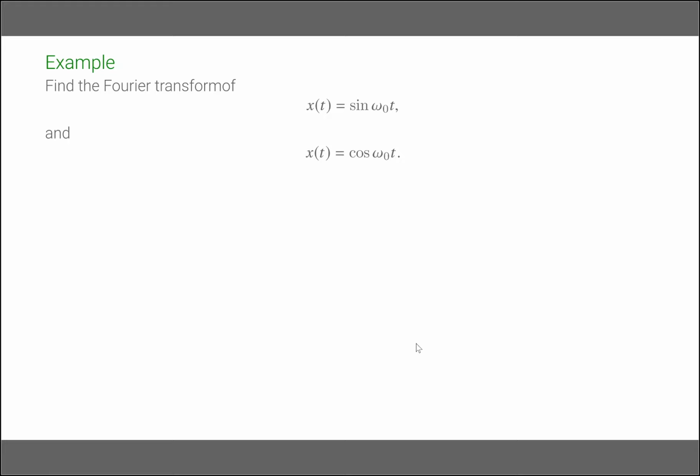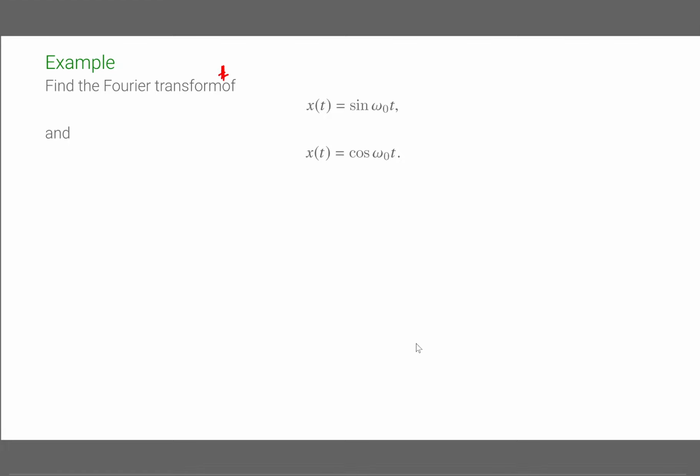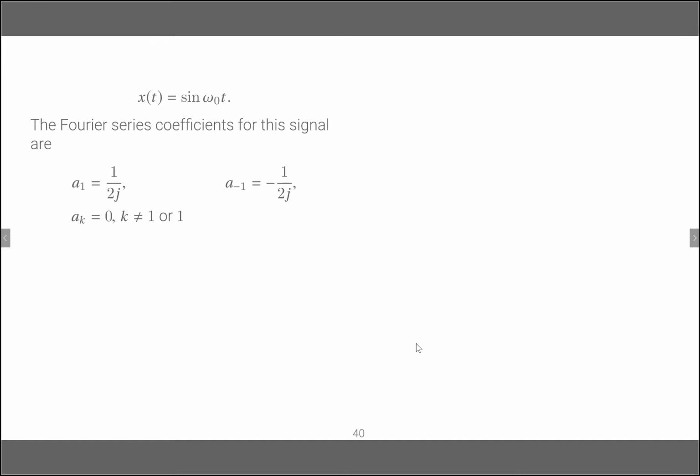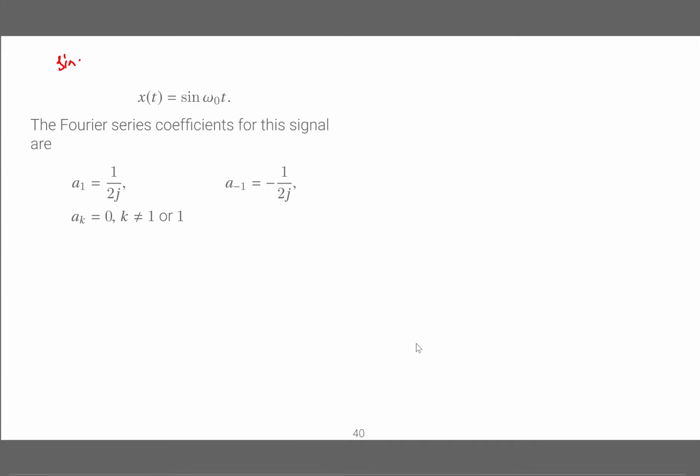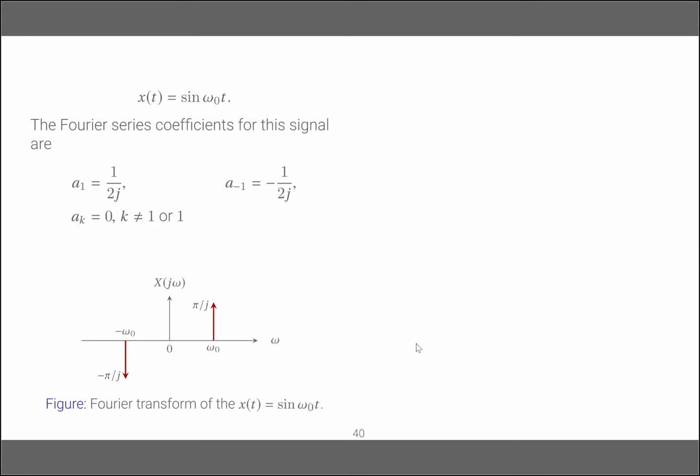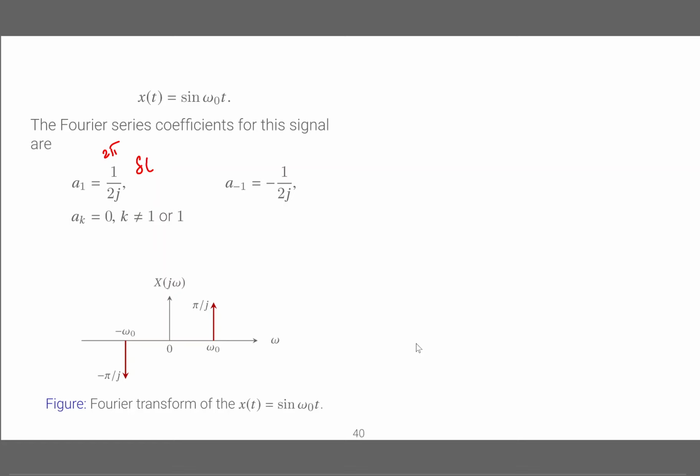Find the Fourier transform of sin ω₀t and cos ω₀t. We know that the Fourier series coefficients of sin ω₀t are 1/2j and 1/(-2j), because we can write sin ω₀t as (e^(jω₀t) - e^(-jω₀t)) divided by 2j. Therefore, we can obtain the Fourier transform by multiplying these by 2π and locating impulses at δ(ω - ω₀) and δ(ω + ω₀), and so on.